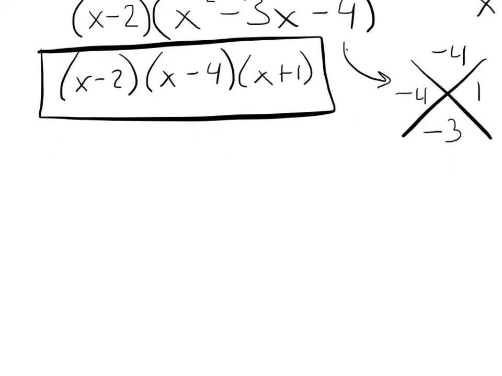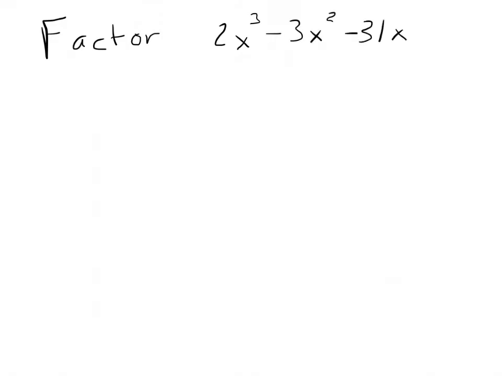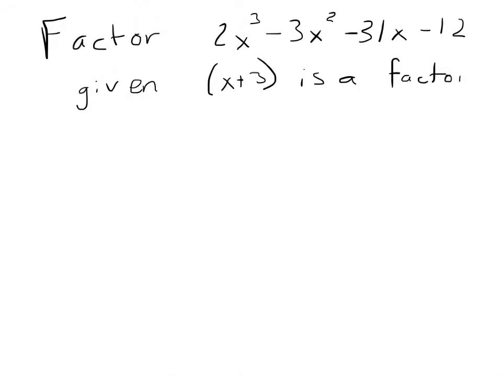So here we go. I did want to give you guys another problem to try on your own, so here it is. Factor 2x cubed minus 3x squared minus 31x minus 12, given that x plus 3 is a factor. So take a minute, try that one on your own, use the same steps we did for the previous problem, and see if you can get to the end of that one.